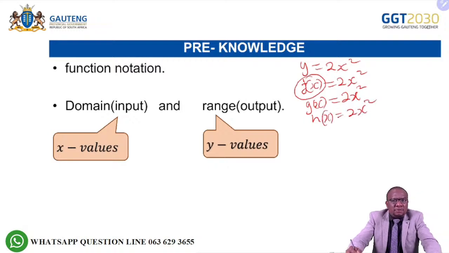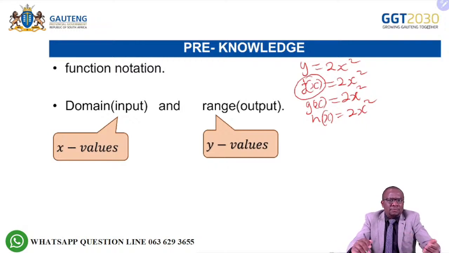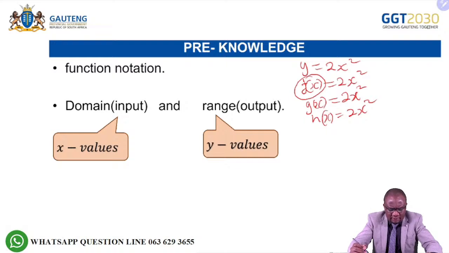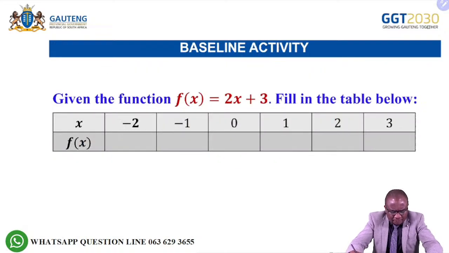So instead of using y is equal to, we're going to be using f of x is equal to, g of x is equal to, h of x is equal to. But this f of x, that's your y. This g of x, that's your y. This h of x, that's your y. Okay? Now, we usually start with an easy activity.